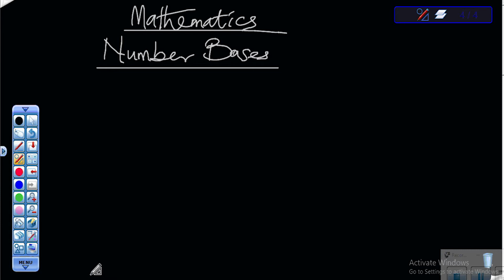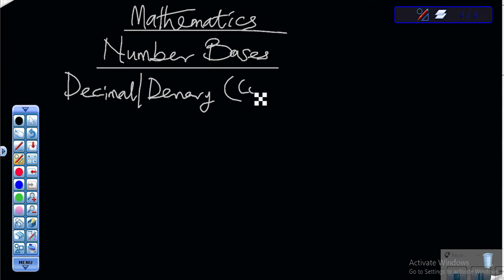For example, if I should be counting in fives, that means I am in base 5. For me to be counting in 2s, that means I'm in base 2. And the general one that we are used to is counting in 10, which is the decimal or the denary. That is our general counting system.